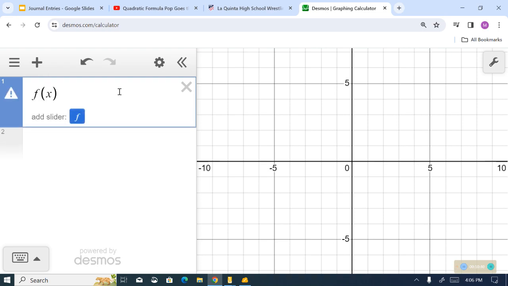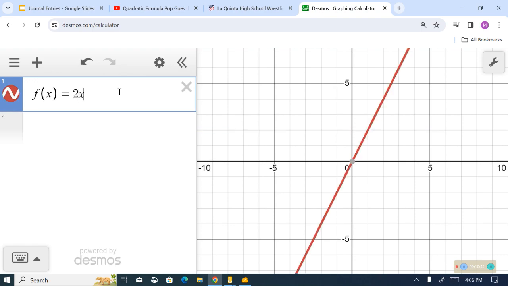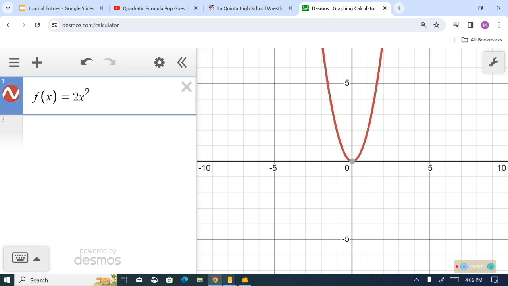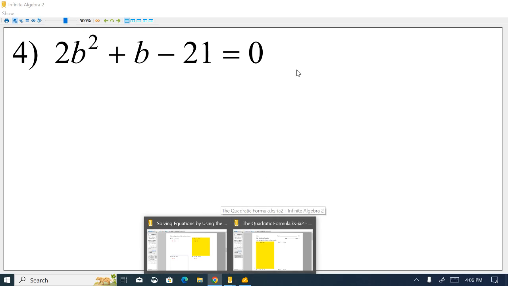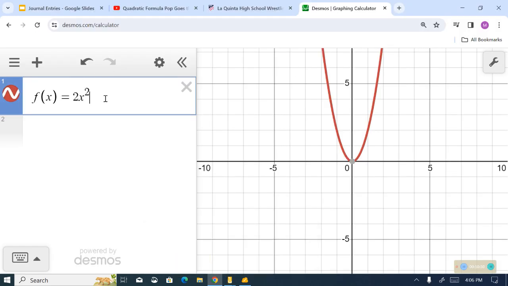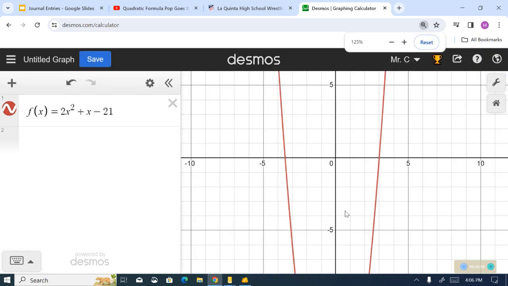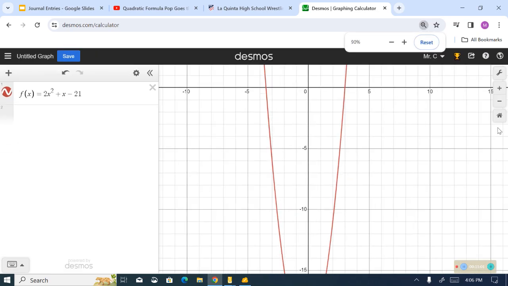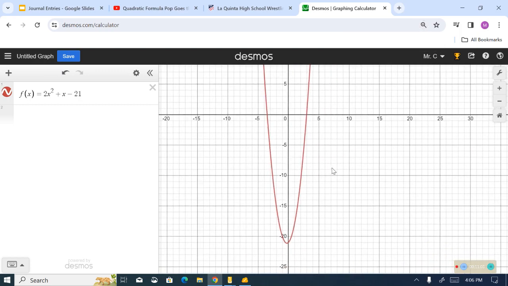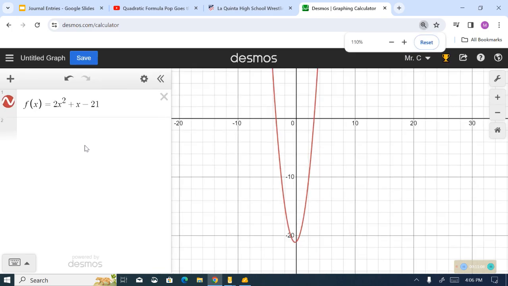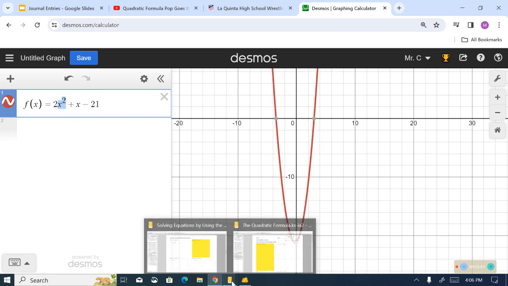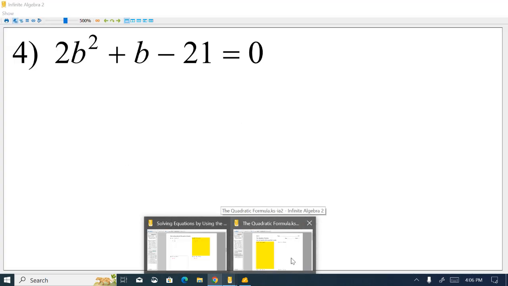We'll type in f of x equals 2x squared plus x minus 21, and this is basically the same equation. I know the variable is different, but that's really not the important thing here, right? The important thing is that we have the same pattern. We got 2x squared, 2 times our variable squared, plus the variable itself minus 21, okay?